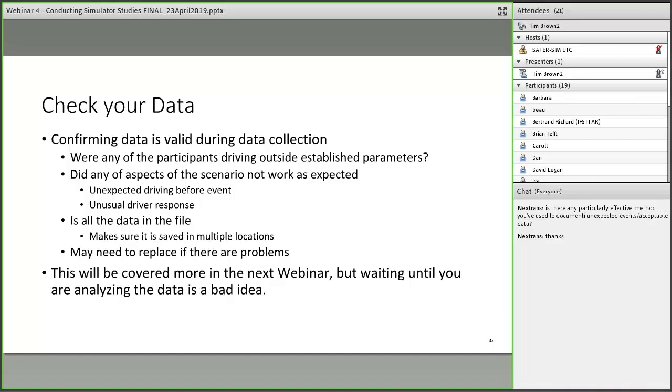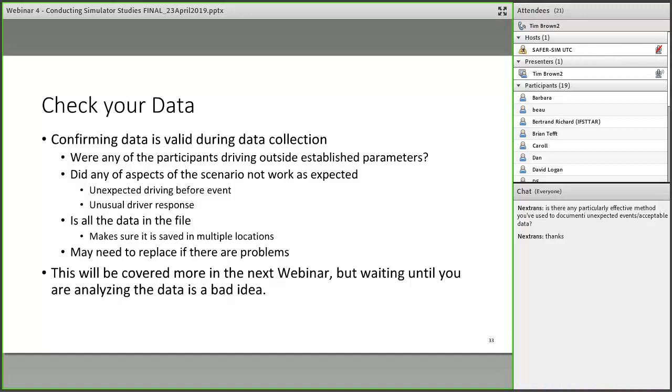And for some of our work, we have hard limits, which if they're not within 10 miles an hour, they're out. And so if they're 10.1 miles an hour faster than the speed limit, they're automatically out of the study. And we check that with our electronic data. Any aspects of the scenario not work as expected? Unexpected driving before the event, unusual driver response. Those are things we want to capture and make sure that those are reflected in the data and make sure we can keep it. There's all the data in the file.